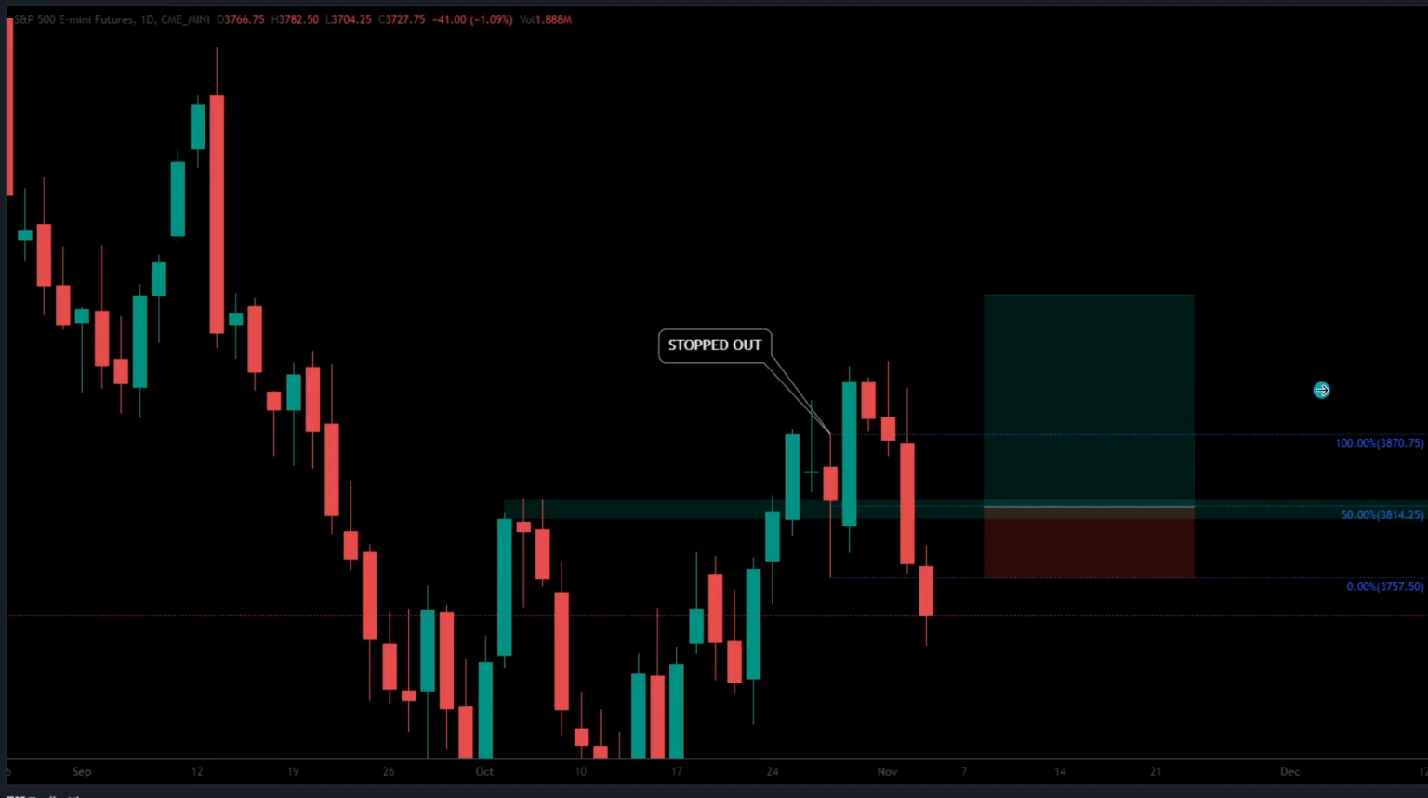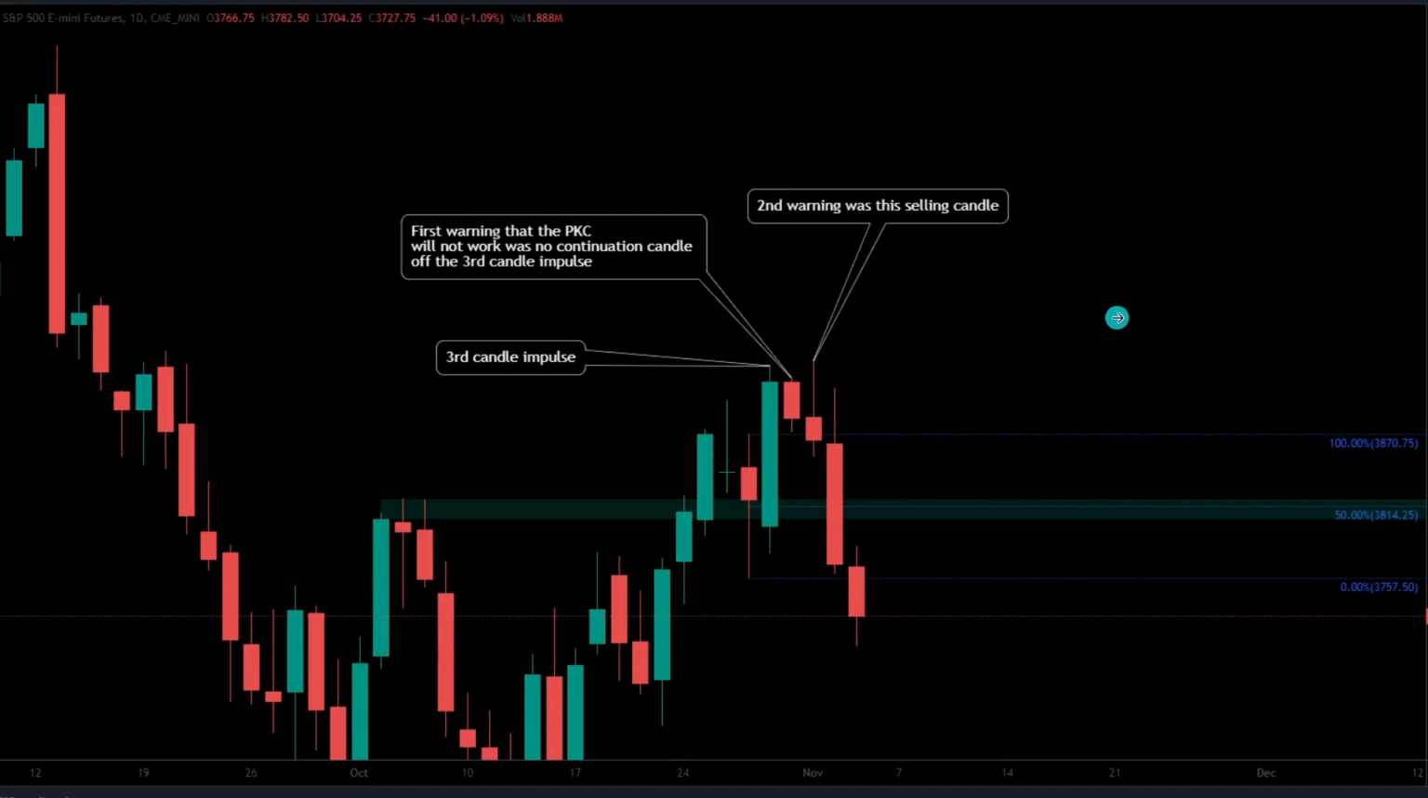It stopped out. Now, why did it stop out? It's because after the third candle, you didn't get an impulsive move. That was the first warning shot. First warning that the PKC will not work was no continuation candle off the third candle impulse. Second warning was this selling candle. So if you still wanted to take the trade, you could, it still reacted a little off it, but pretty much continued to the downside.